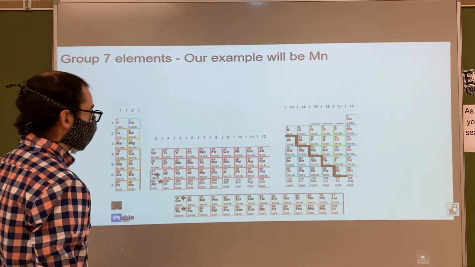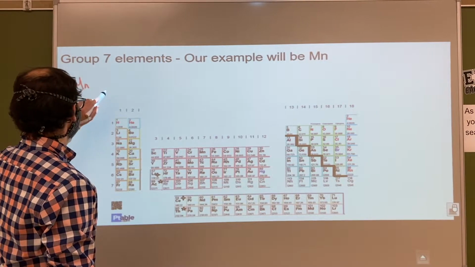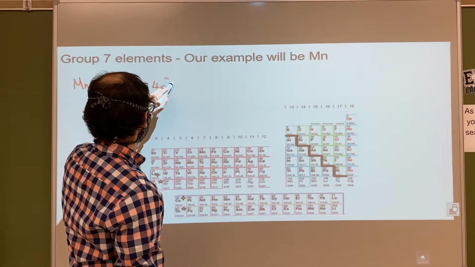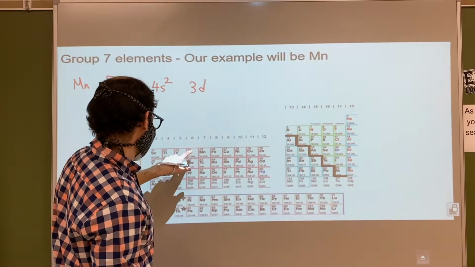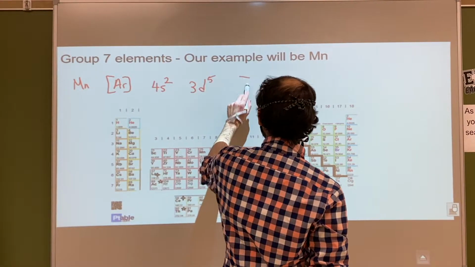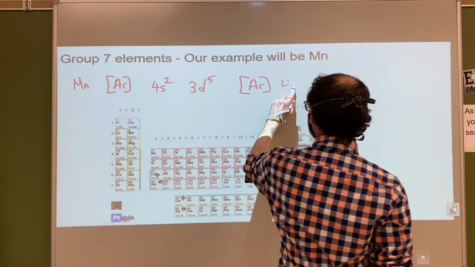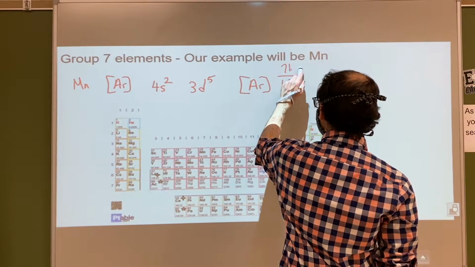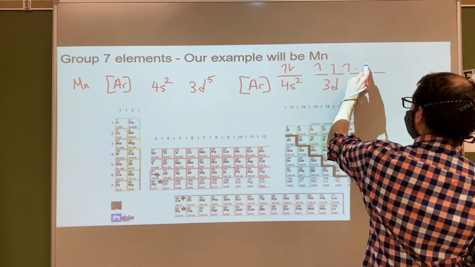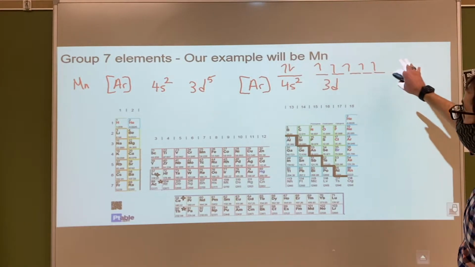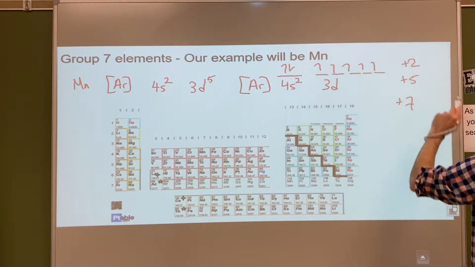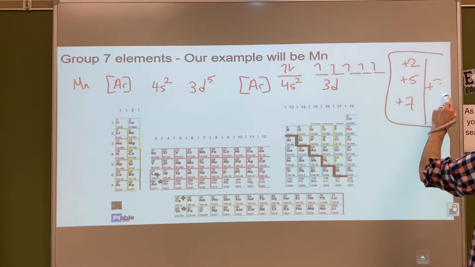Okay, manganese. Manganese is argon still, 4s2, 3d, 1, 2, 3, 4, 5. All right, so manganese. Now we have this. Let's do the orbital diagram. Oops, 4s up, down, 3d. All right, so now we have 7. So +2 is possible, +5 is possible, but +7 is also possible. So we're going to go with +7, all right?